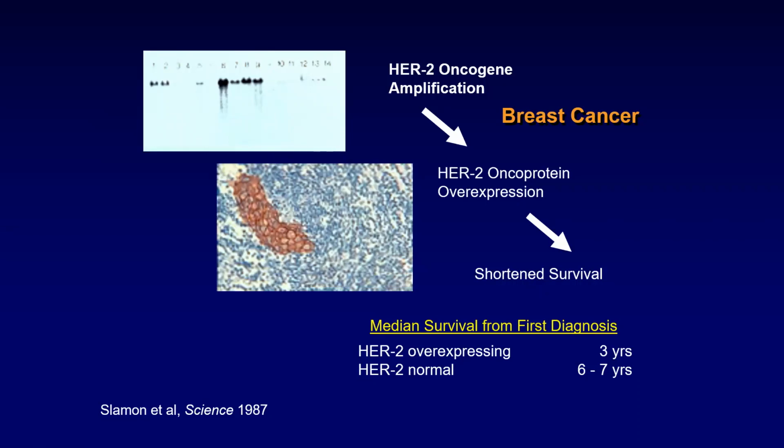And then he went on and demonstrated that the patients who had this alteration, this amplification of HER2, had a worse survival. They had a 50% shorter survival compared to women who had HER2 normal disease. And this was in stage 2 to 3 breast cancer. This was not metastatic breast cancer.